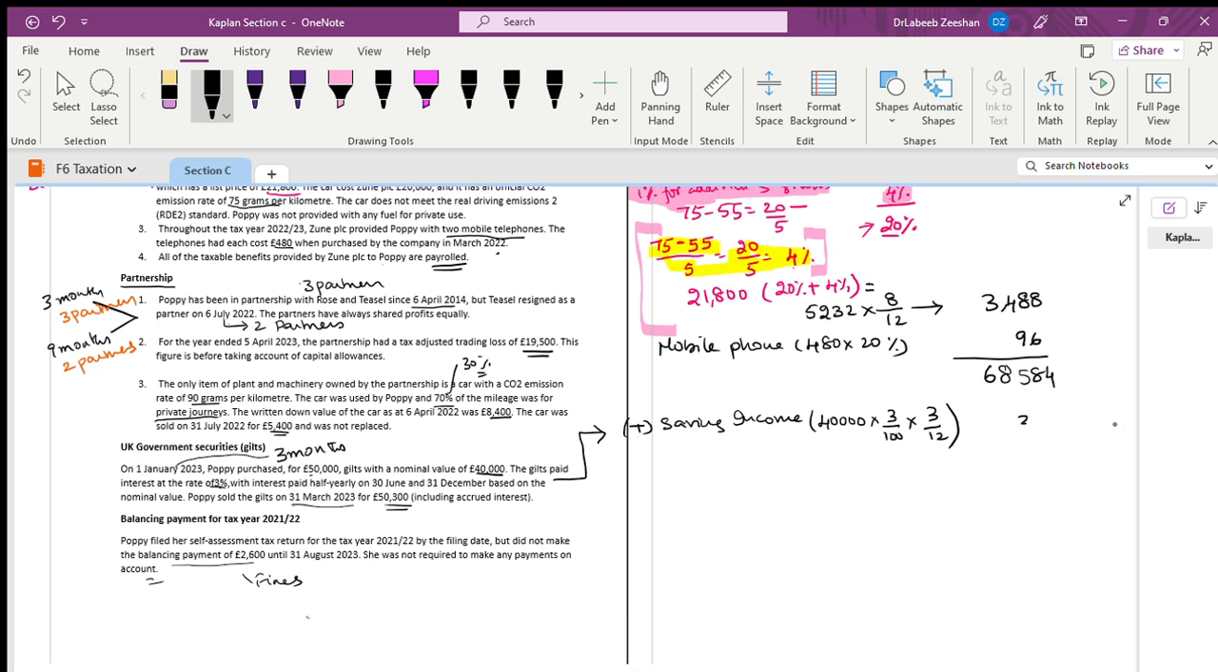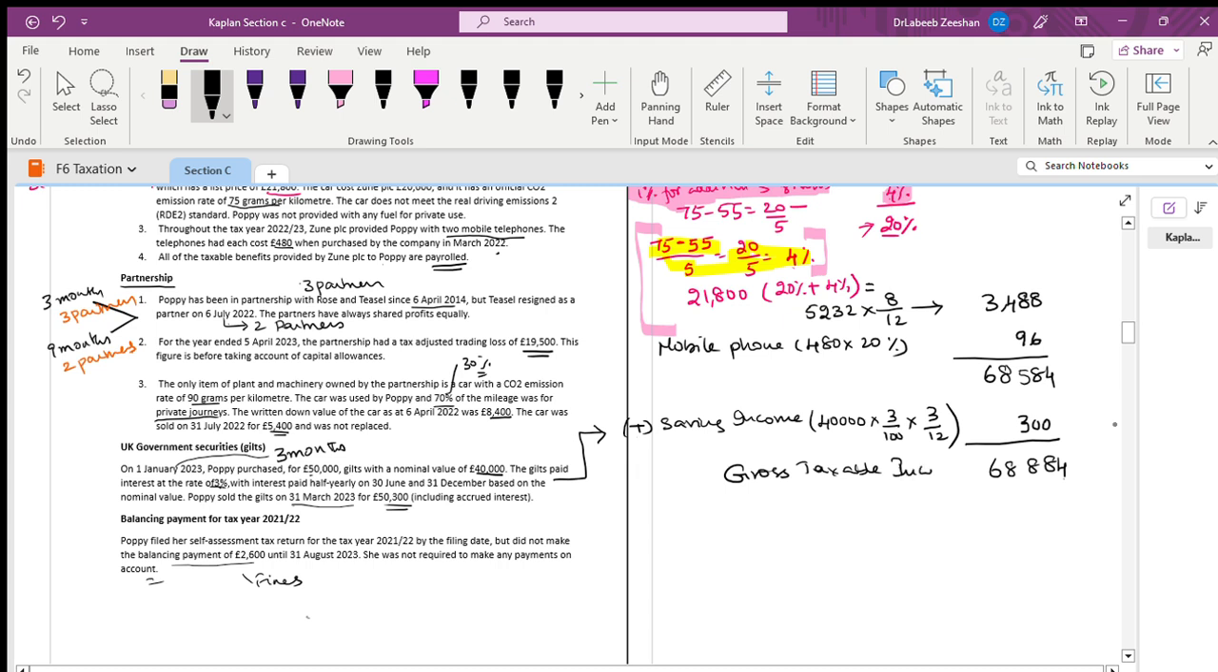It's 300. How much will you get? 68,884. Fine. You can put it as gross. You can write it as gross taxable income.